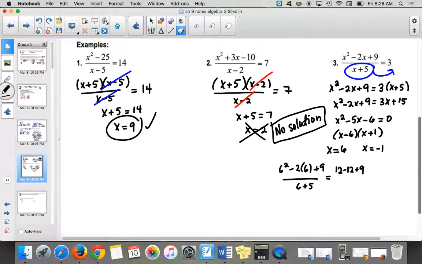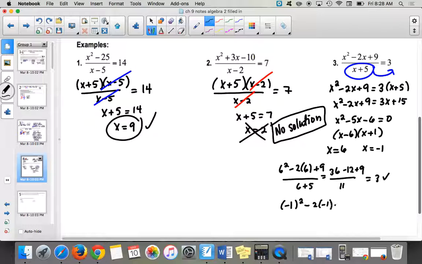Oh, I don't know why I did 12 there. It's 36. I was already moving on to the next one, wasn't I? 6 does work. So it all equals 3. Okay, and negative 1 does work. You have negative 1 squared plus 2 times negative 1 plus 9, and it does all equal 3. So they both work. So sometimes you can have 2 answers as well. Okay, does this make sense? So this is solving equations that have rational expressions.